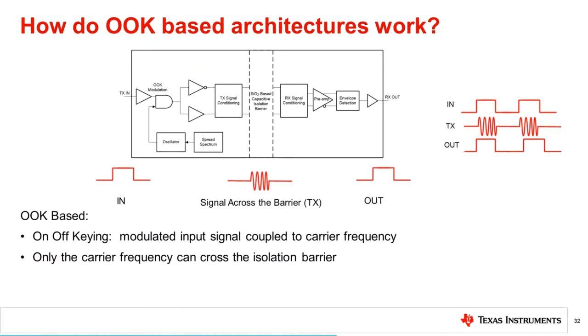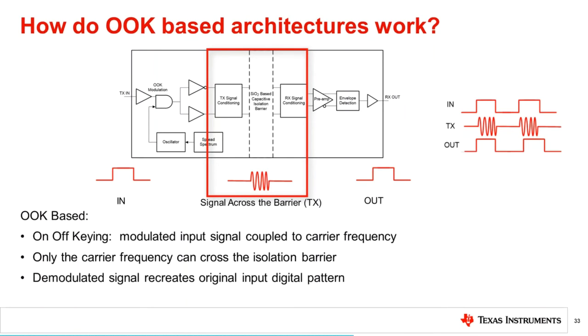How do on-off keying digital isolators work? In the on-off keying, or OOK, architecture, the incoming digital bit stream is modulated with an internal spread spectrum oscillator clock with a frequency that operates outside the usable data rate of the device. This clock frequency is used to generate OOK signaling, such that one of the input states is represented by the transmission of a carrier frequency and the other state by no transmission.